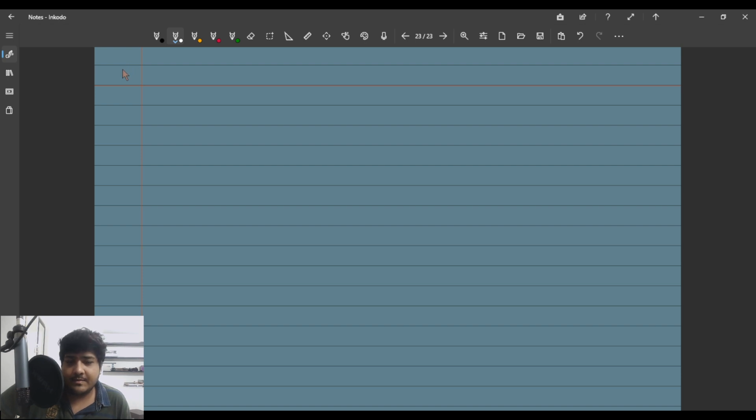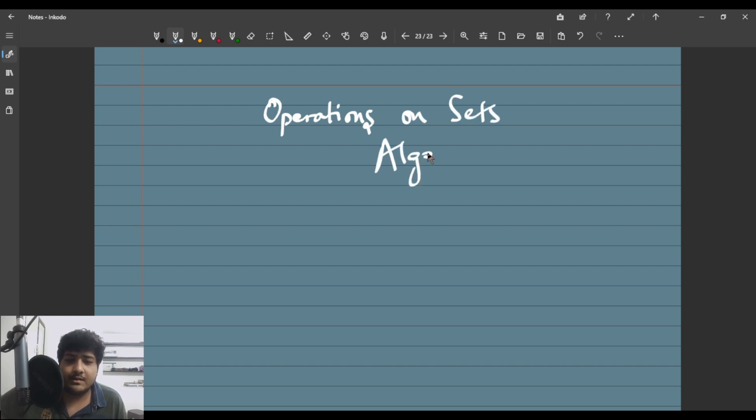We defined sets in the previous chapter. We looked at the naive definition and we looked at equality of two sets, when two sets are called equal. And today we are interested in seeing how do sets interact with each other. That is, what are the ways of operating, so operations on sets. What are the ways you can combine two or more sets, operations on sets, or I'll write algebra of sets.